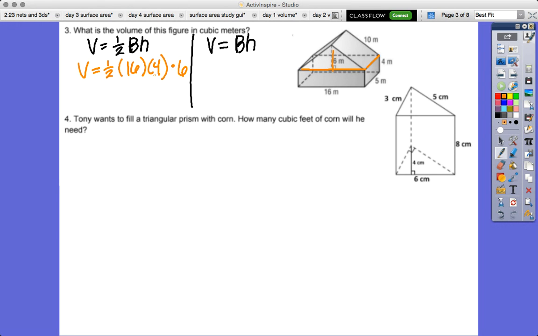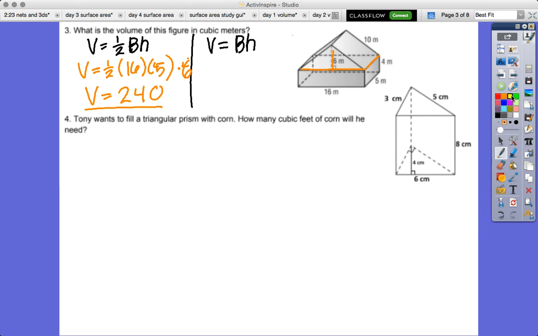Sorry, I wrote a 4 and that should be a 5. Right here, this should be a 5. Then times our 6, that is our height. Alright, that's right. 16 times 5 times 6. Alright, so when you multiply all that together, we're going to get a volume of 240. Alright, so 240 cubic meters.